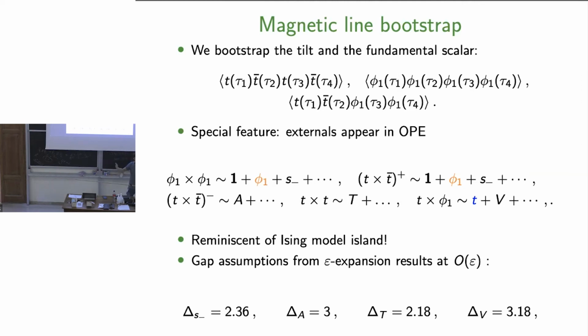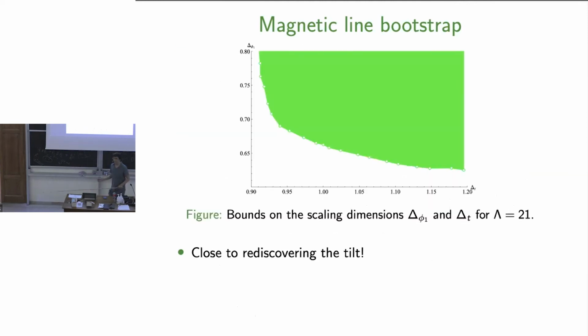And the logic would be the following. We start with this rough starting point, we crank the numerical machine, we see what we get. And if we get something interesting, perhaps we can then go back and improve the original assumption in order to get even better results. That would be the idea. So having said that, we will just boldly put epsilon equals 1 in all these epsilon expansion results and feed it to the numerics. And again, inspired by the Ising model island, we're going to plot an allowed region between these two external operators that we have.